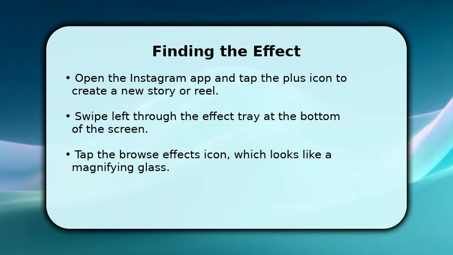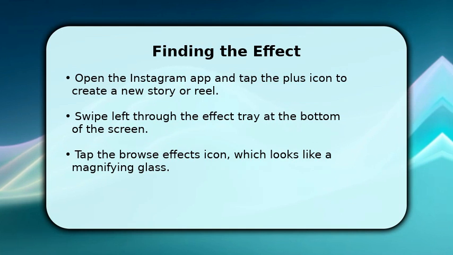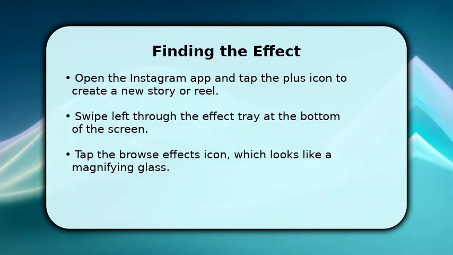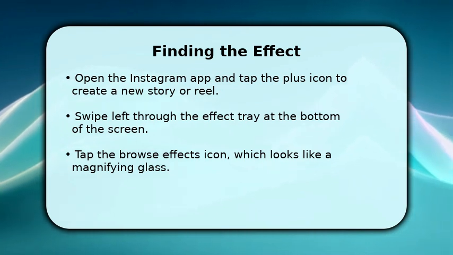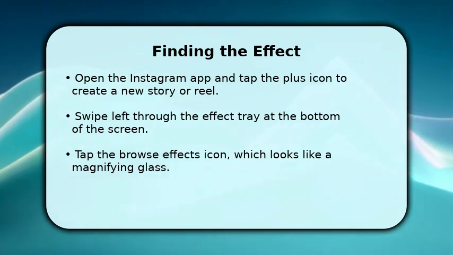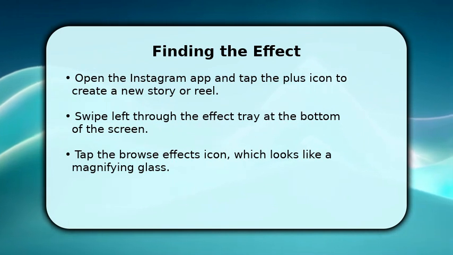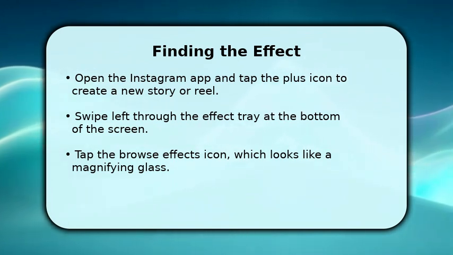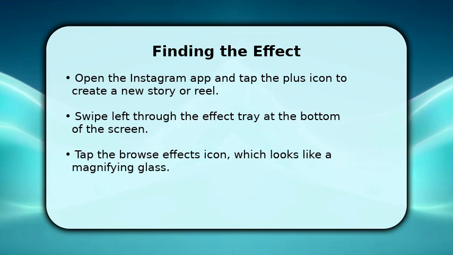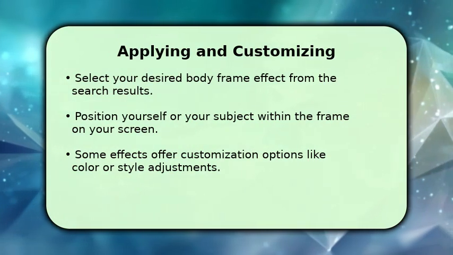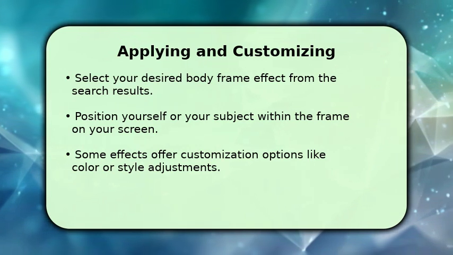To begin, open your Instagram app and navigate to the camera by tapping the plus icon and selecting Story or Reel. Swipe through the effect tray until you see the Browse Effects icon, which resembles a magnifying glass. Tap this icon, then use the search bar at the top. Type in body frame to explore a wide array of available effects. Once you've found an effect you like, simply tap on it to apply it to your camera view.